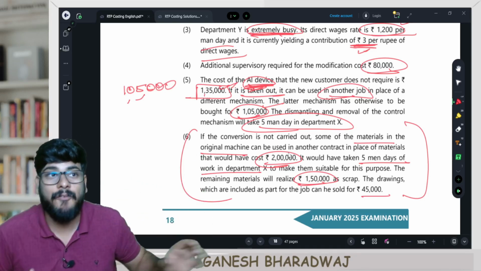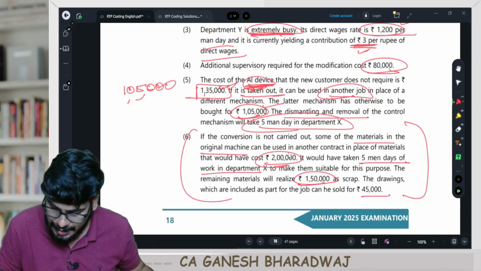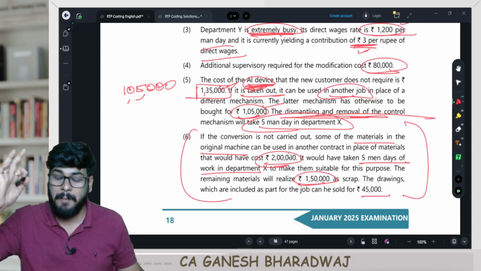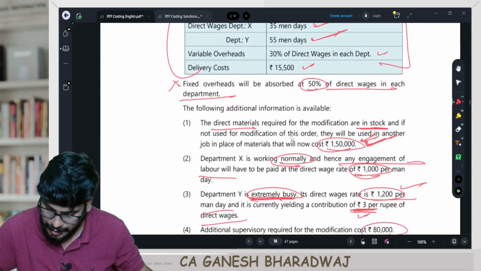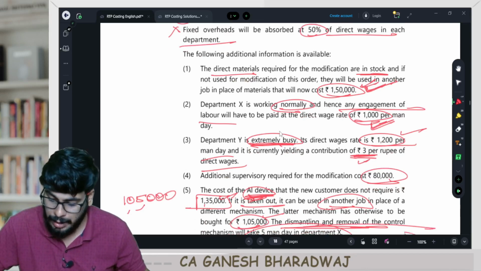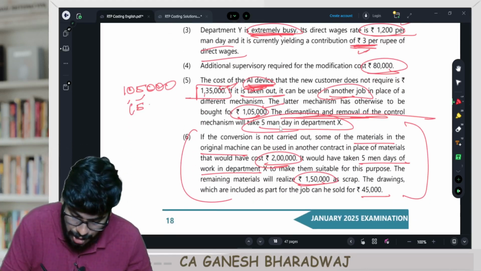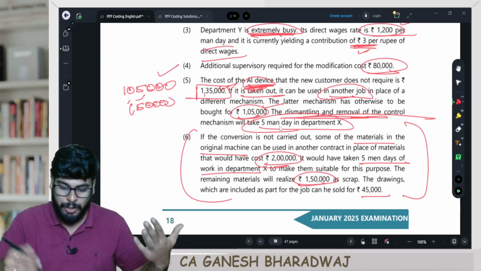But wait, for me to remove this, I will be incurring some cost, that is what they are saying. The dismantling and removal of control mechanism will take 5 man days in department X. So department X, every man day will cost me how much? 1000 rupees. So 5 into 1000, I will be incurring how much? 5000 rupees. So for me to get the benefit of 1,05,000, I need to spend 5000.